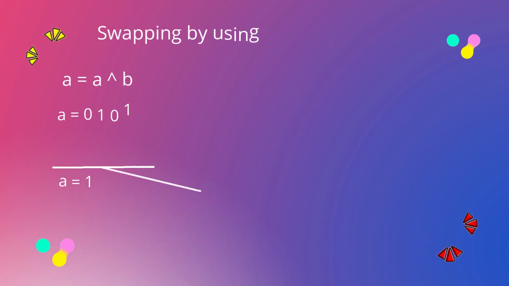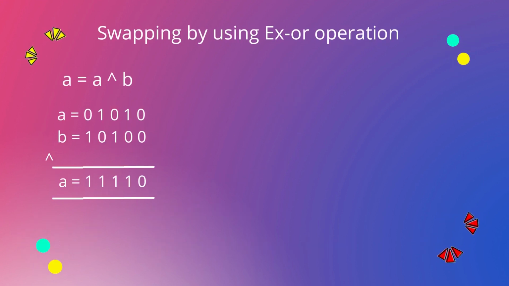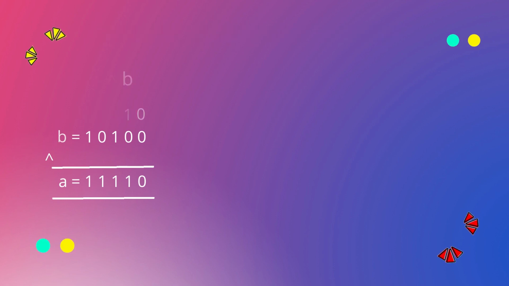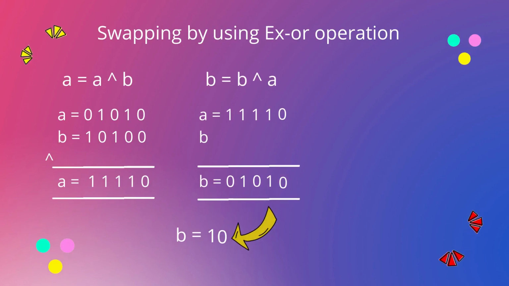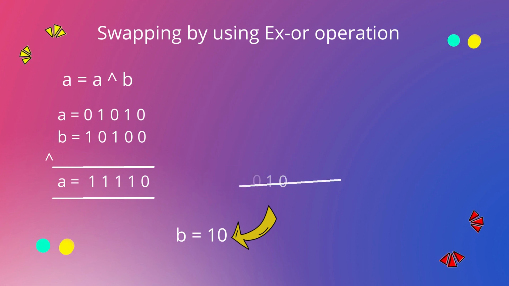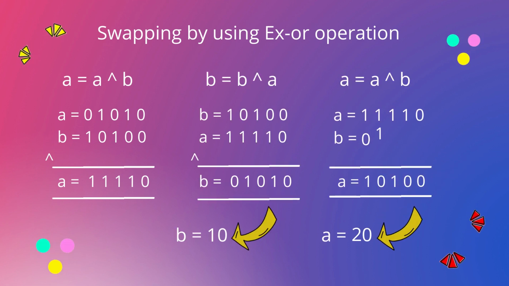Now, we will perform A XOR equal B. The result is stored in variable A. Then we will perform B XOR equal A. Now the value of B is 10. Finally we will perform A XOR equal B again. Now the value of A is 20.